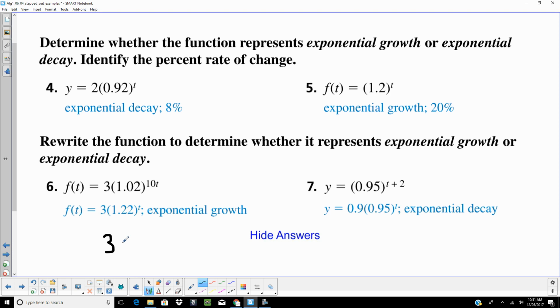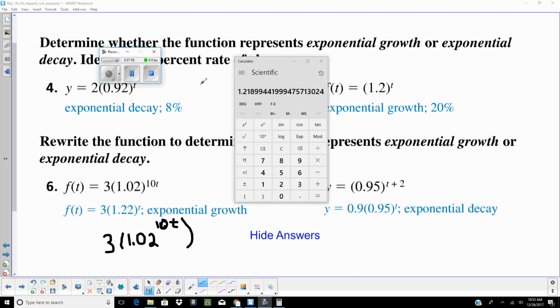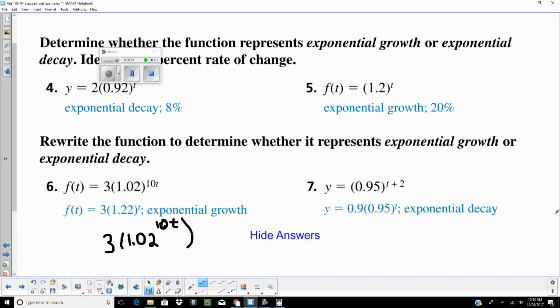Should have had my calculator out on this one so I could show you. 1.02, raise that to the 10, and that's where that 1.22 comes from. It's actually 1.218. Sorry about that if I confused you.